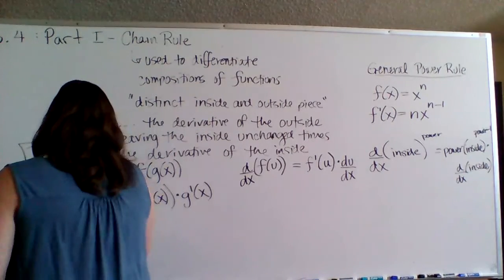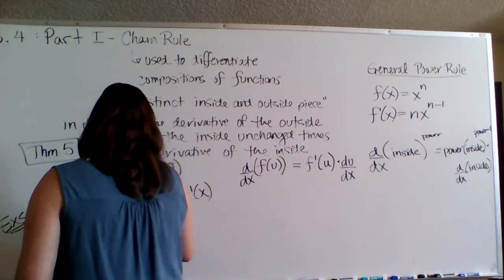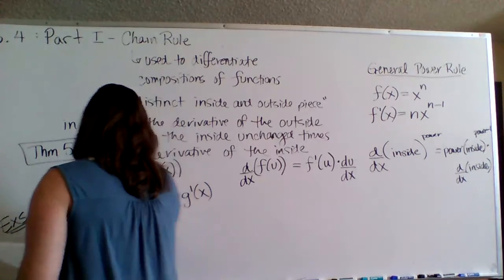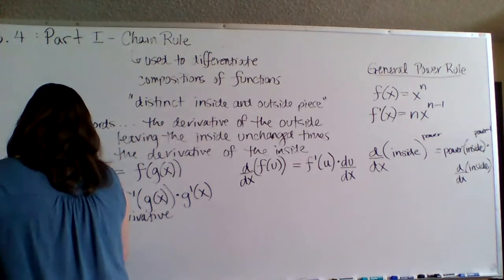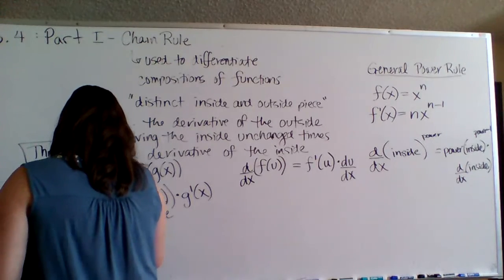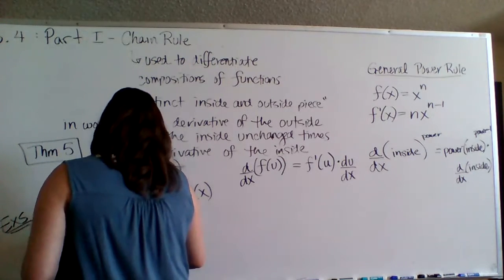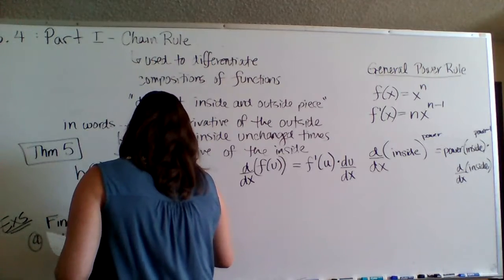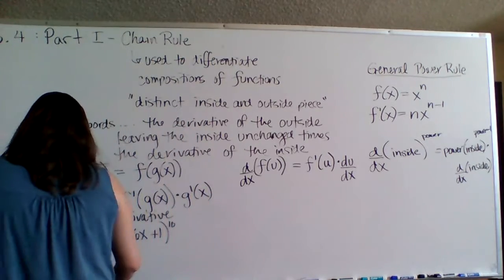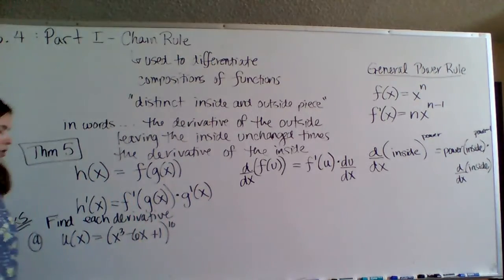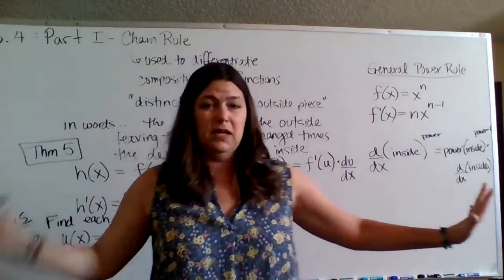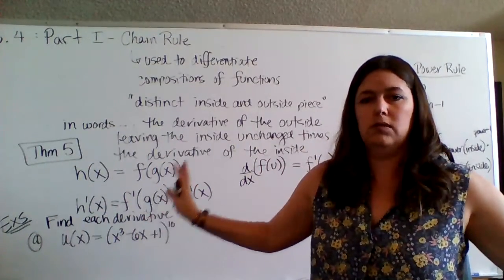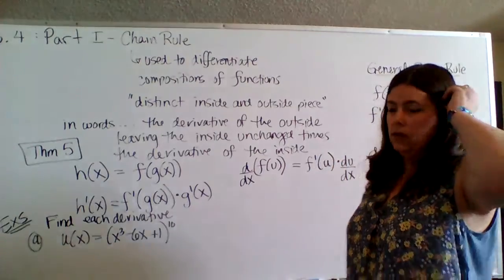So we want to find each derivative, and we're going to start with this. U of x equals x cubed minus 6x plus 1, to the 10th. As we're going through these examples, there's a lot of particular things we're saying, not just the calculus, but a lot of the end part of the problem with the algebra. So you need to pay close attention to both.